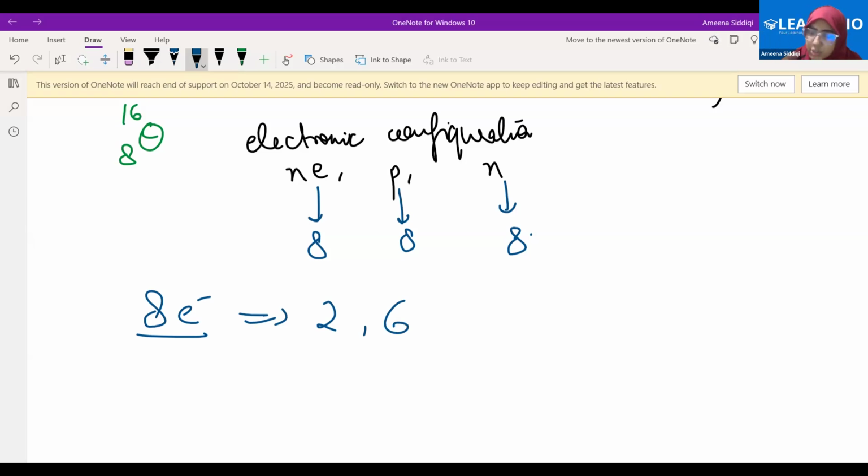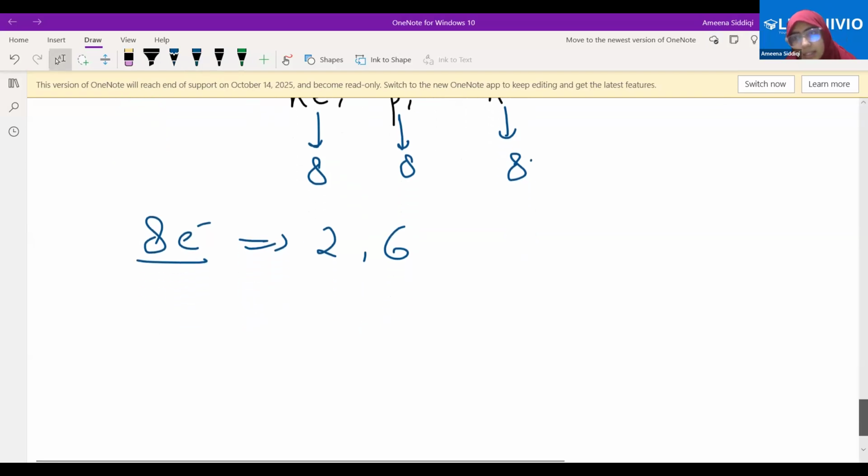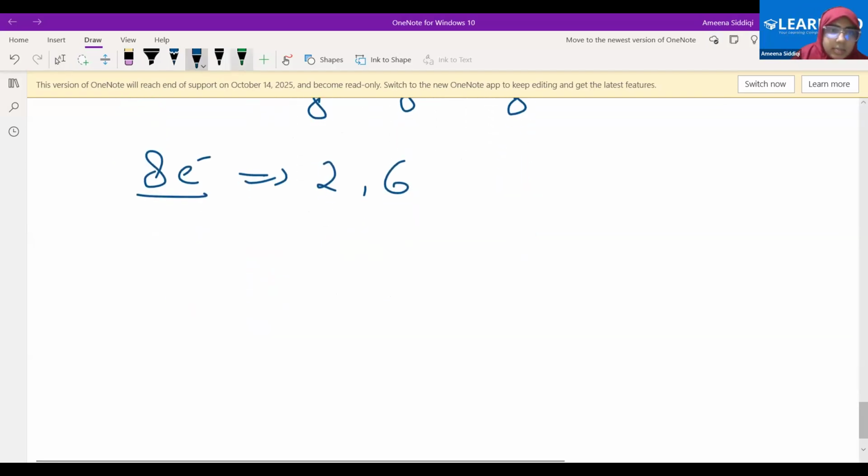2 electrons in the first shell and 6 electrons in the second shell. Is this clear to all of you? Clear, ma'am. We'll take one more example.